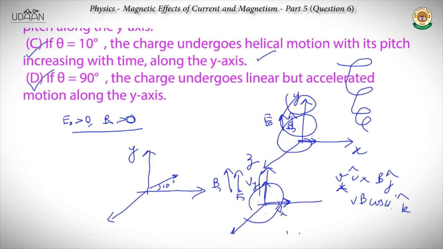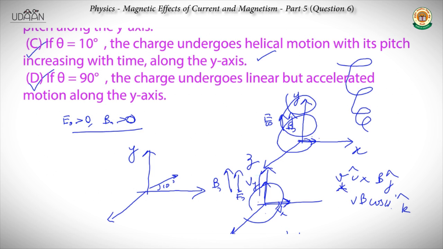and had no electric field been there, it would have moved with a constant pitch, but the electric field increases the velocity in the y direction also. Basically, the time it takes to complete one circle decreases, and hence, because of the presence of the electric field, the pitch increases with time along the y-axis. Also, we look at option D, wherein theta is equal to 90 degrees.